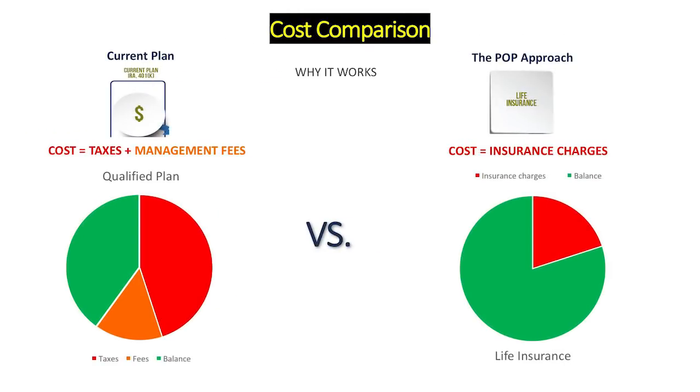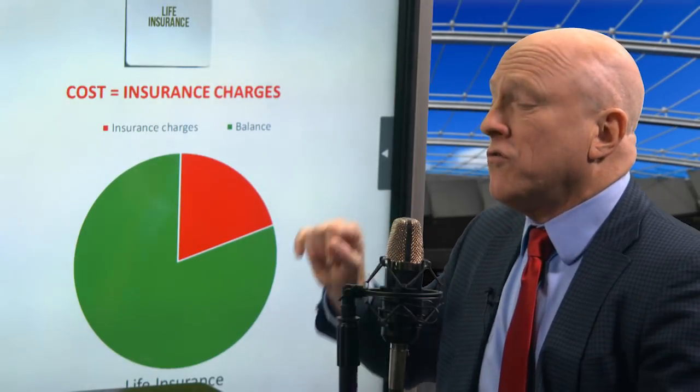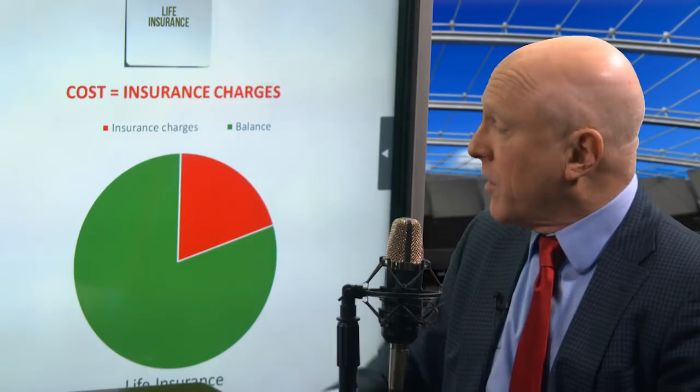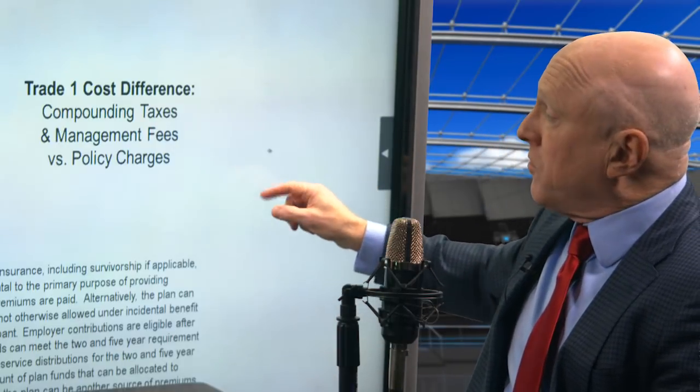See, why does this work? Because if you do the math, and we do, and we will prove it, over the long run, the taxes and management fees associated with the typical qualified plan are much higher than the insurance charges associated with a life insurance policy. Okay? That's basically what it comes down to.